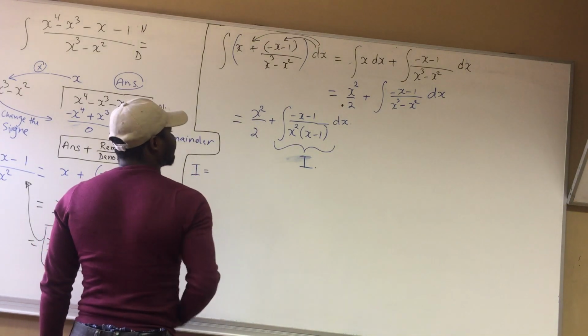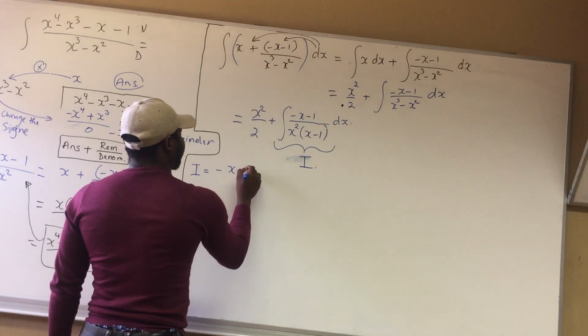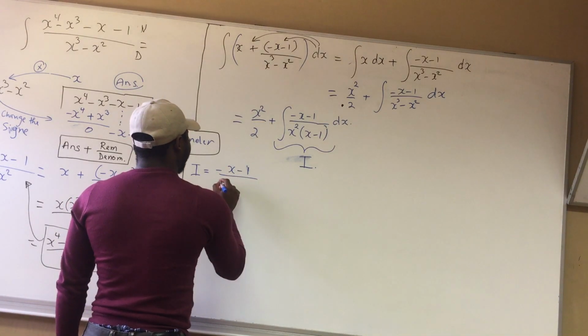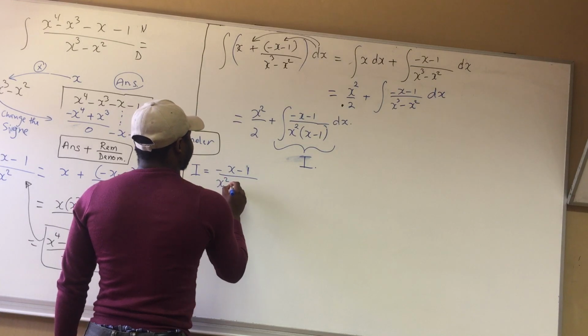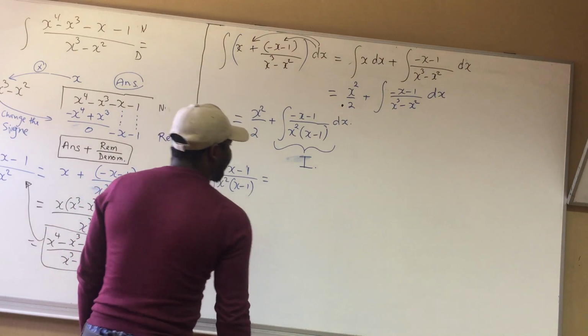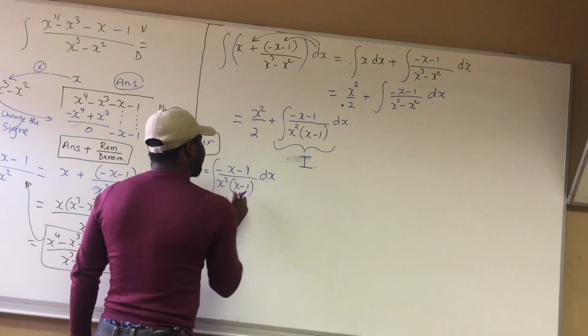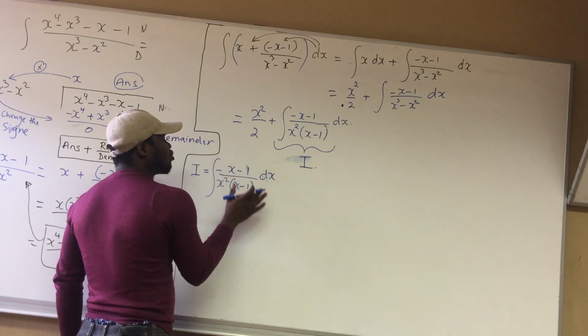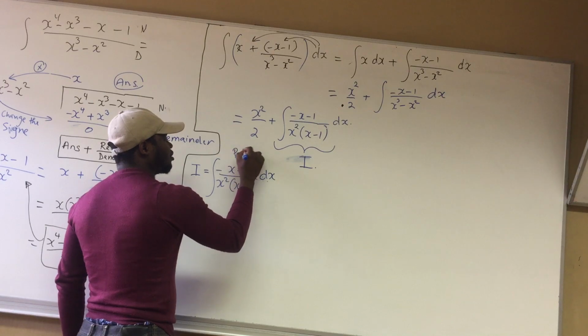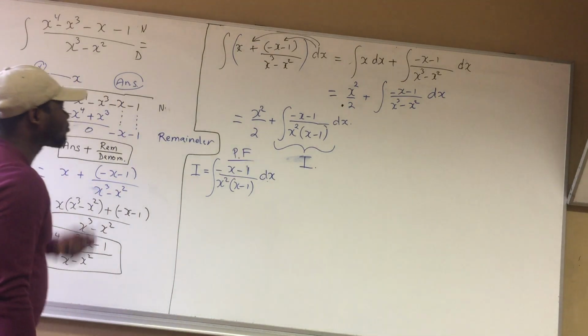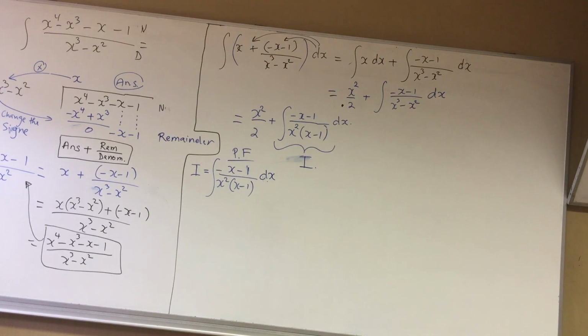I call it I. So I'm having x minus 1 divided by x squared times x minus 1. I am not sure if this space is going to be enough for us to finish up, but yeah, I'll try to squeeze it. Now in this format, you clearly see that the degree of the denominator is greater than the numerator, so I'm going to do what we call partial fraction. Now, how do you separate it?